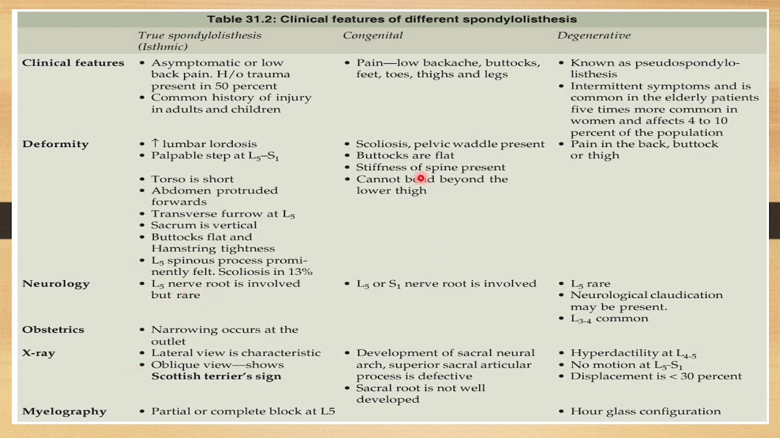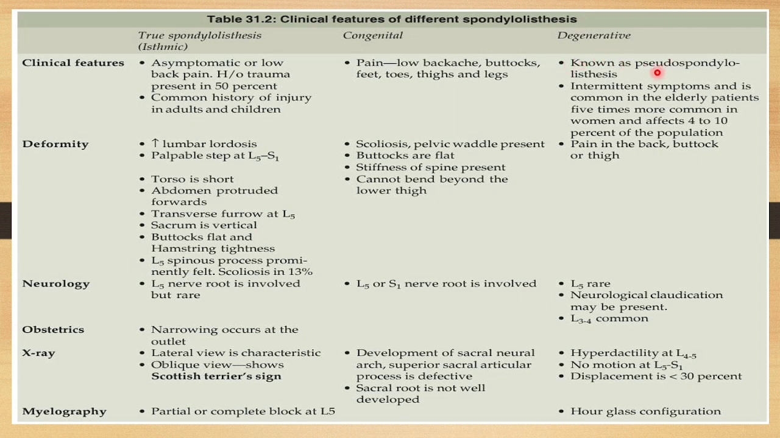And coming to the congenital type, pain will be over your low back, buttocks, feet, toes, thighs and legs. That means radiating pain can be seen in this condition. In congenital types, scoliosis and pelvic deformity are present, buttocks are flat, stiffness of the spine may be present, and the patient cannot bend beyond the lower thigh. So maybe the L5 or S1 nerve root is involved.